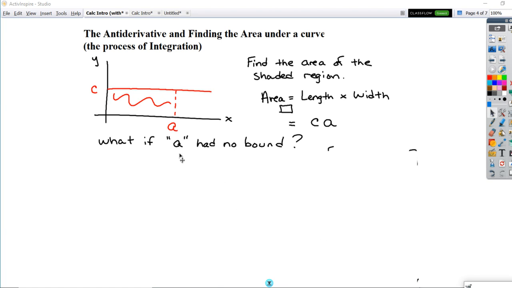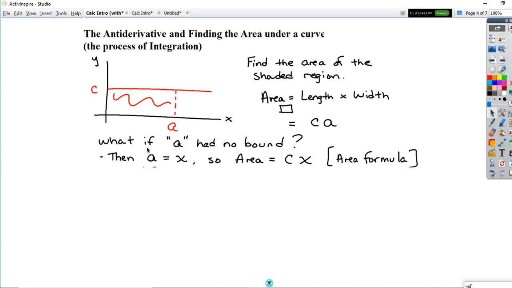Now, as I said, the area can be infinite, so A is just a number, but what if we don't put a bound on it? Well, I could choose any value of x so that the area now is Cx, and this now becomes the area formula.